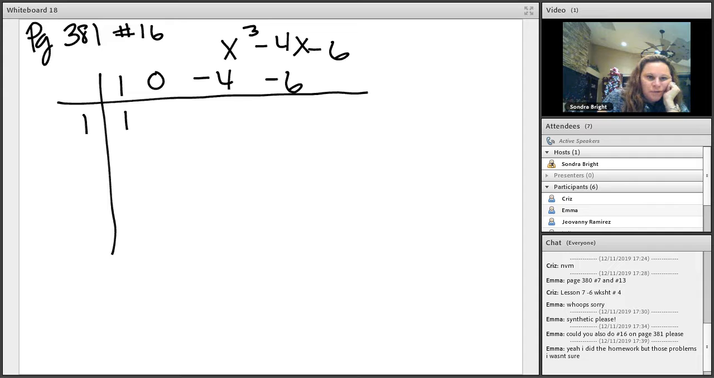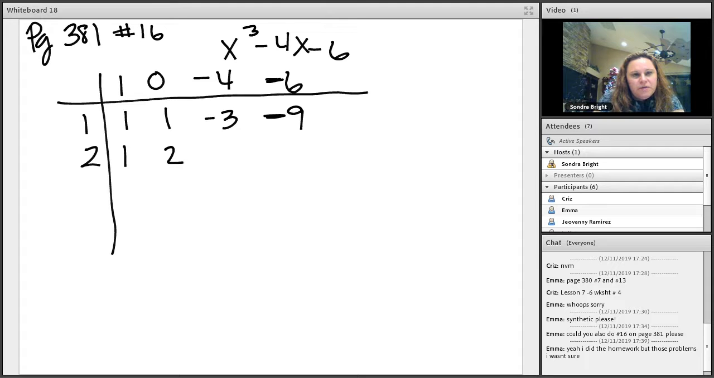Bring down the 1. 1 plus 0 is 1. 1 plus negative 4 is negative 3. Negative 3 plus negative 6 is negative 9. So there's not a zero there, because this last number is a negative, and so is this one. So you're still underneath the x-axis. So there's no zero there. Go to 2, bring down the 1. 2 plus 0 is 2. 4 plus negative 4 is 0. 0 plus negative 6 is negative 6. All right, you're still negative, right? So there's still not a zero there.